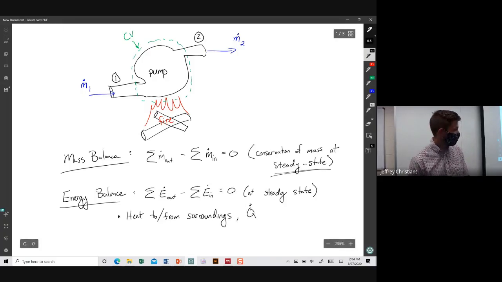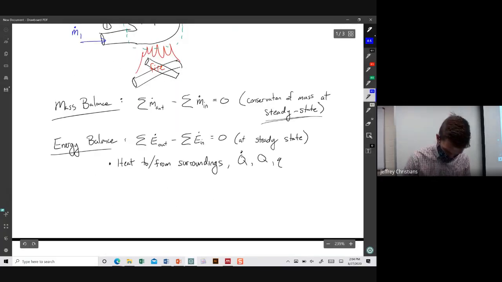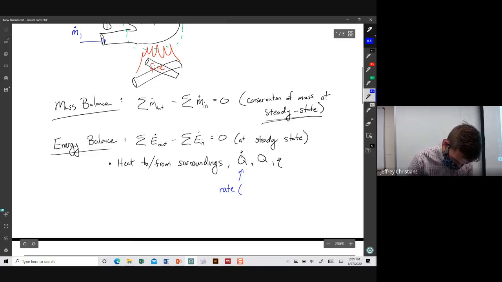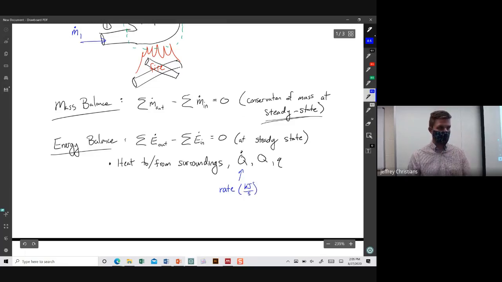And the variables that we'll use in this class are like Q dot, capital Q, and lowercase q. Just to make a note, the dot means rate, like a per second. Well, I'll just write what the units would be, like kilojoules per second or joules per second. That's how fast it is. That's a power, actually. The dot means rate.